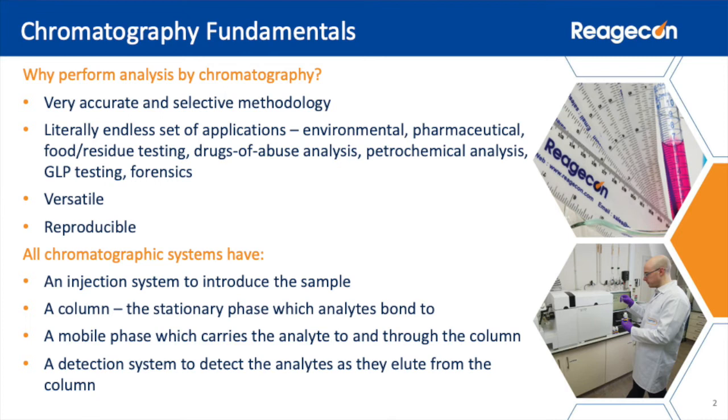All chromatographic systems have an injection system to introduce the sample and a column which contains the stationary phase which analytes bond to. A mobile phase carries the analyte to and through the column, and it also has a detection system to detect the analytes as they elute selectively from the column. All modern high-quality systems can be hyphenated or joined together with mass spectrometers or other devices depending on application.